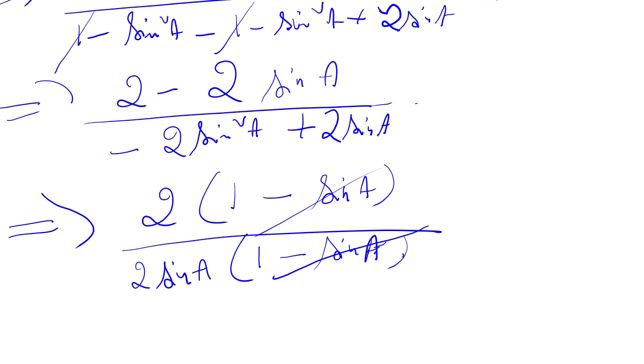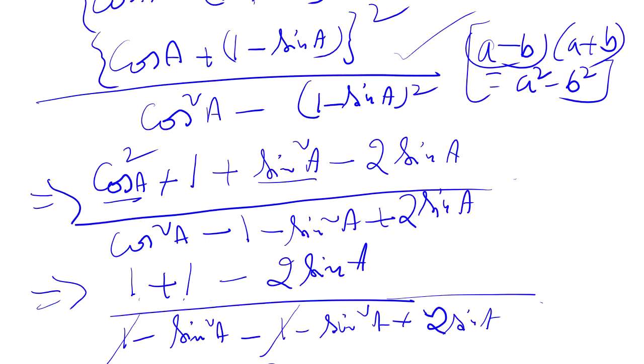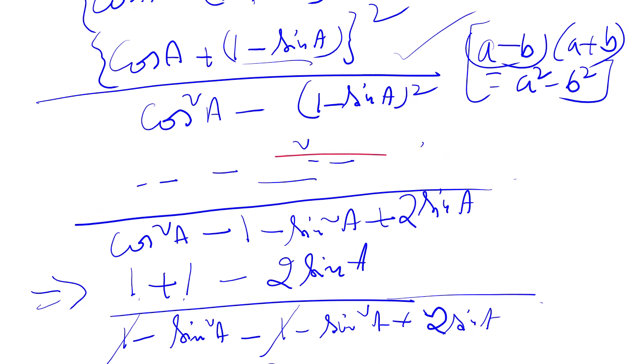Hold on children, I think I have gone somewhere wrong. I'll cross check the steps and I'll come back. Okay children, here I made a mistake. While expanding, I have to expand this also, 1 minus sin A whole square, isn't it? So that is where I went wrong. So I'll be doing it from here again.